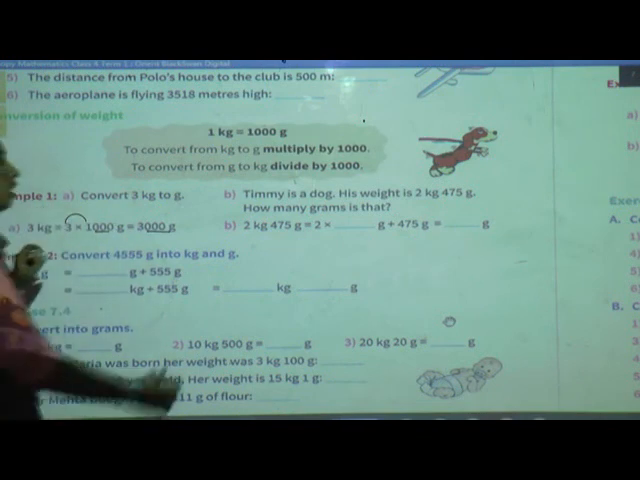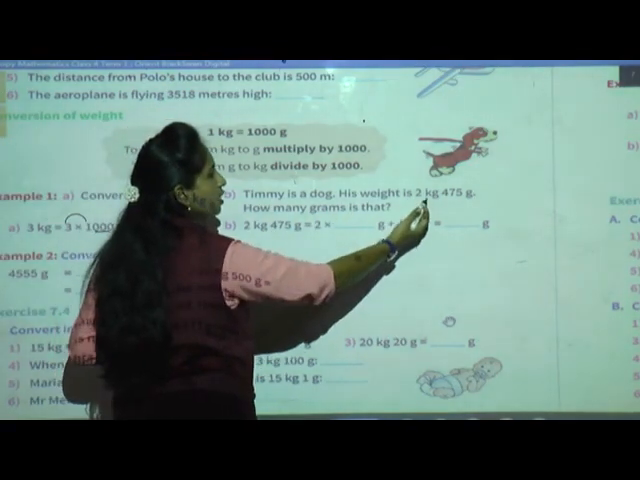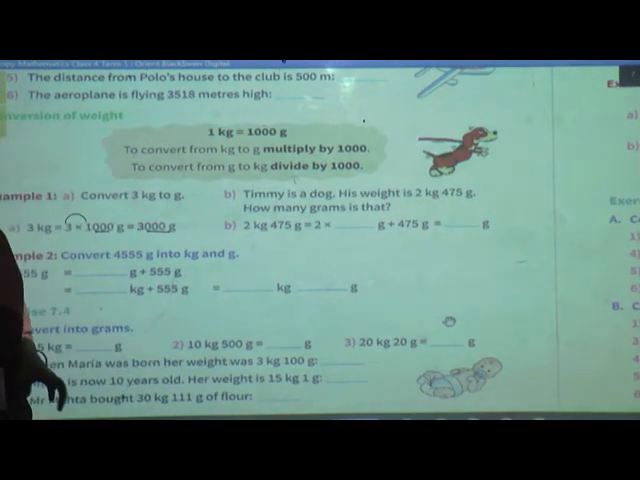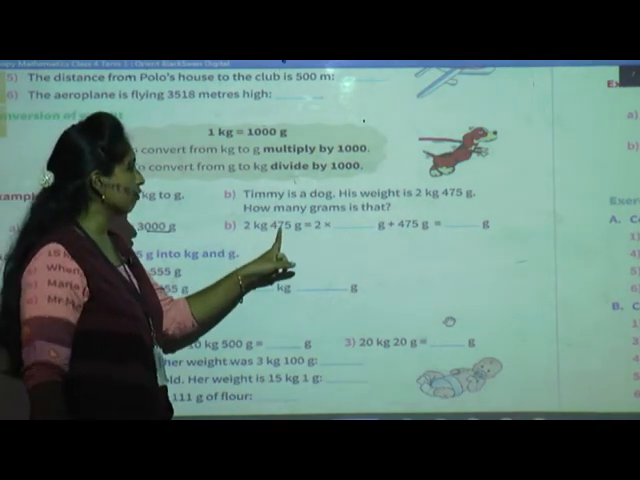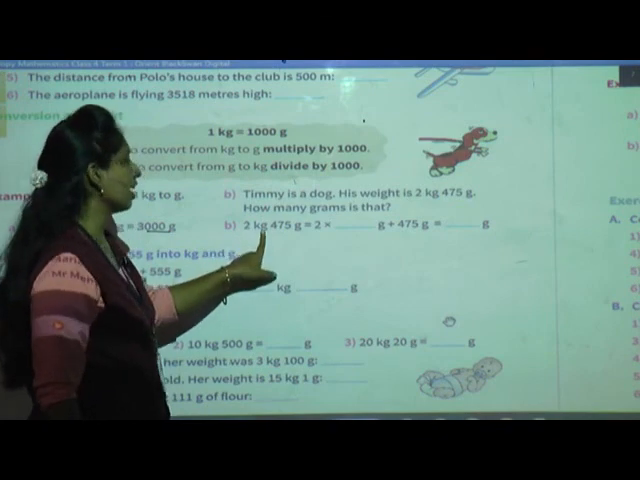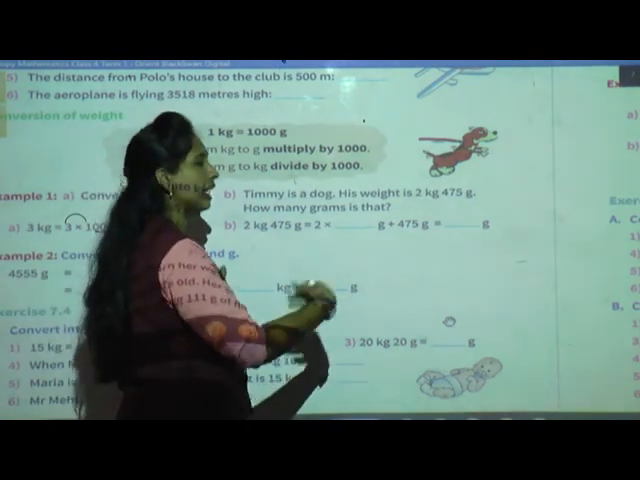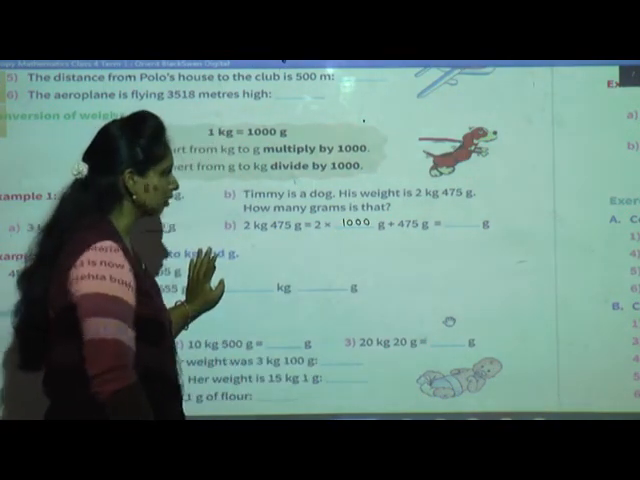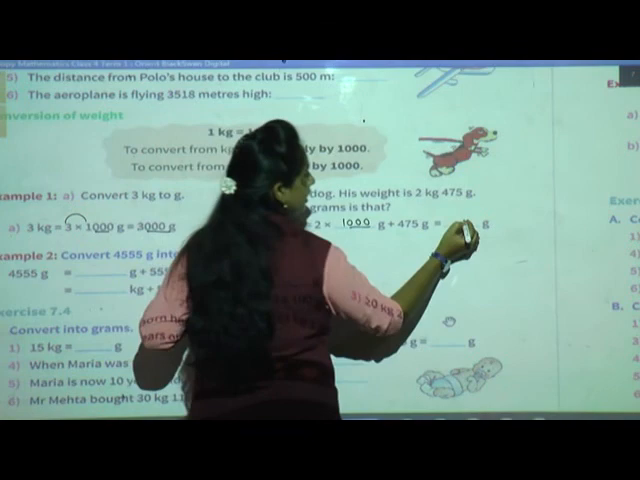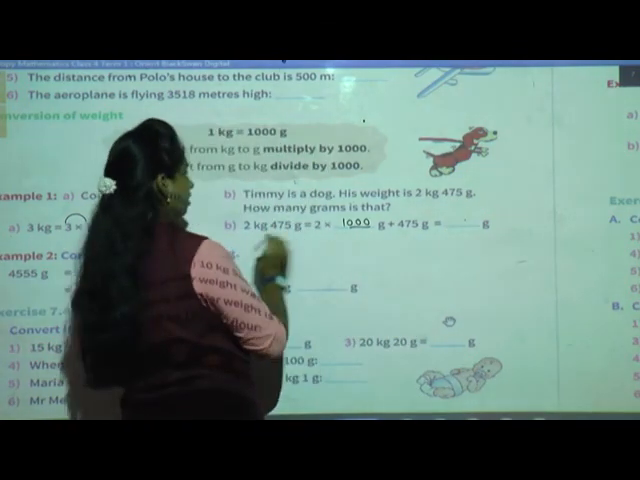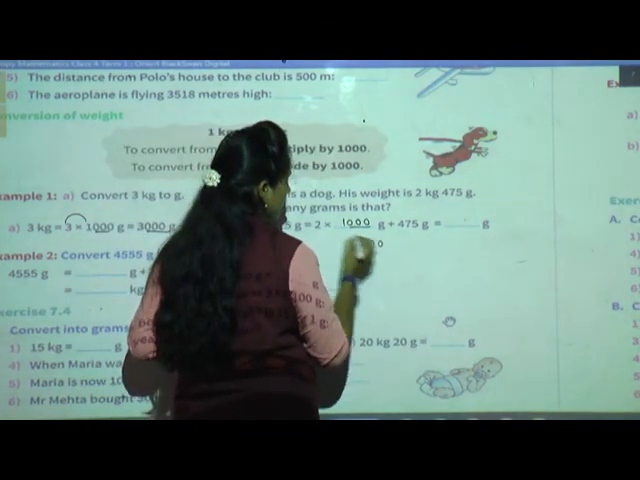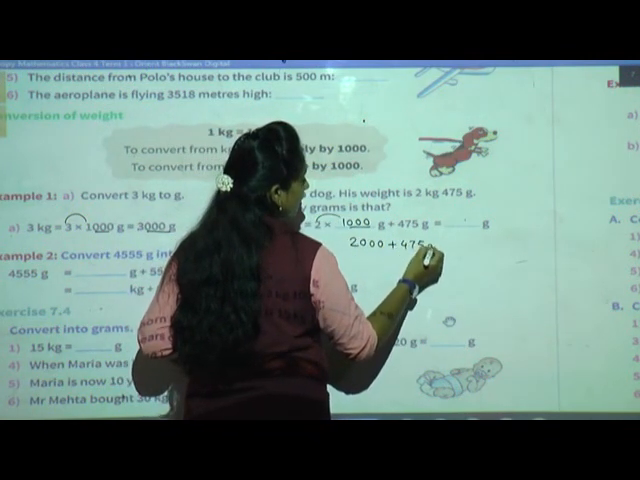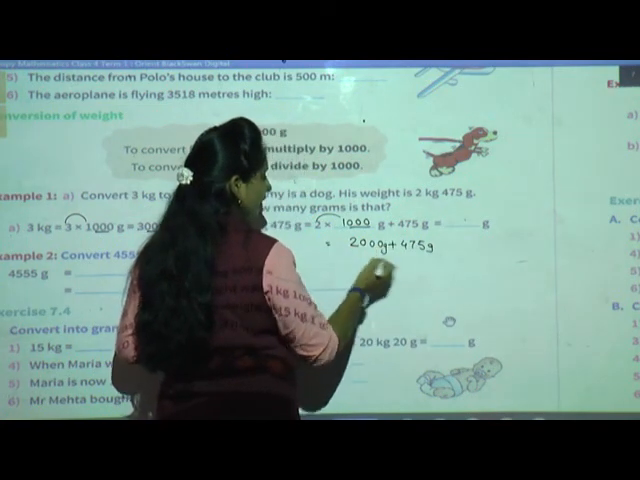The next question. Timmy is a dog. His weight is 2 kg 475 gram. How many grams is that? See. So 2 kg 475. So 2 kg we have to convert into gram. To convert kg into gram, multiply by 1000 gram. Okay. So 3 zeros write as it is. Here I'll write, and 2 ones are 2, and plus 475 gram. So we add this together.